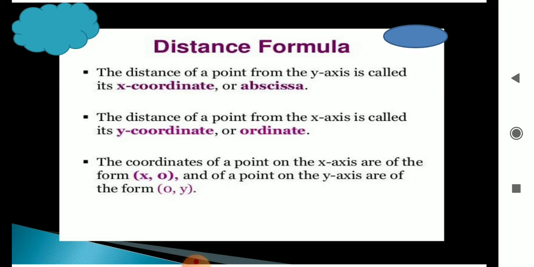Now distance formula, this is the first time in class 10th you are learning this thing. The distance of a point from the y-axis is called the x coordinate or abscissa, and the distance of a point from the x-axis is called the ordinate. So the coordinates of a point on the x-axis are of the form x comma 0, and of a point on the y-axis are of the form 0 comma y.